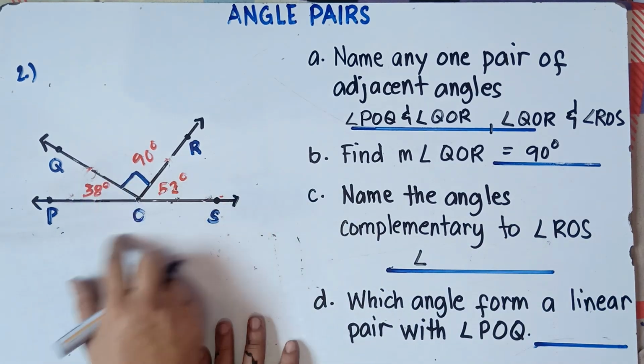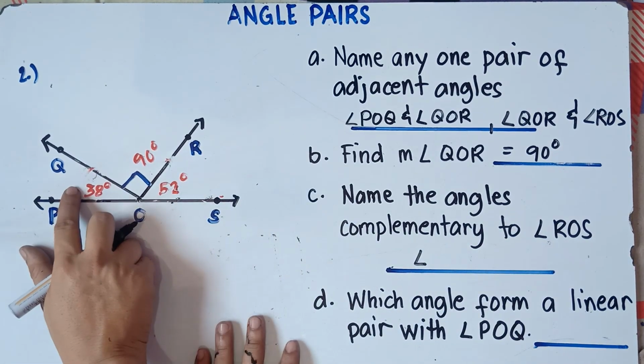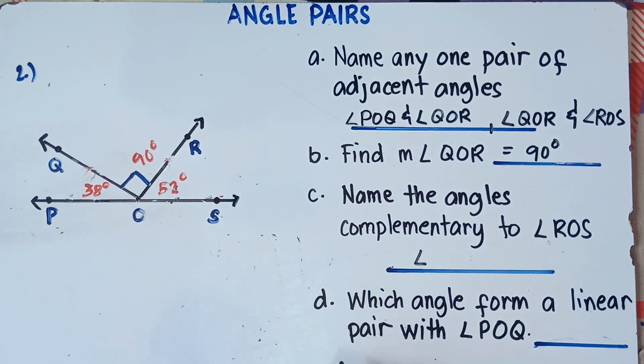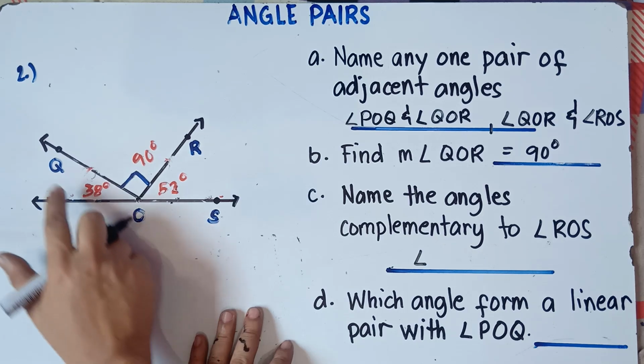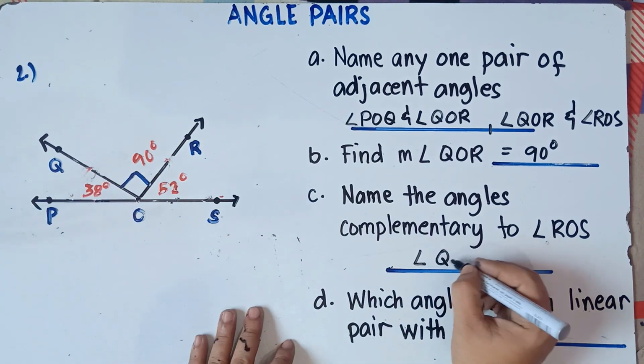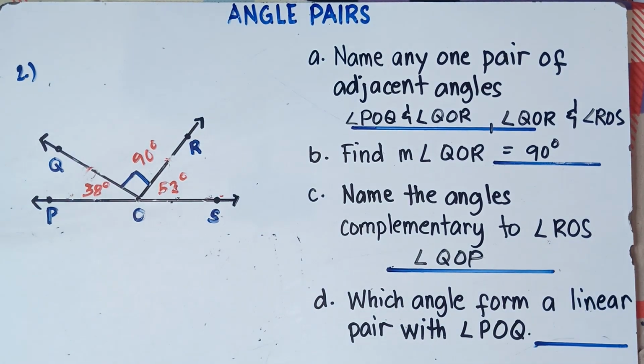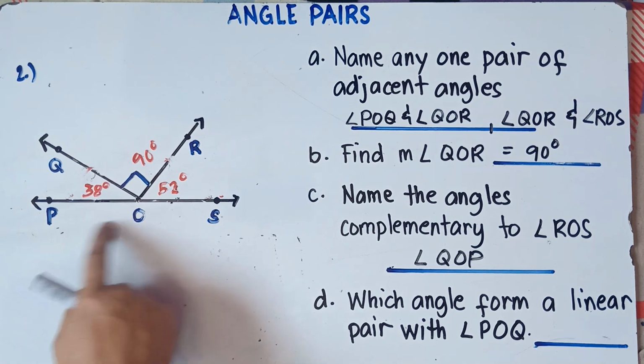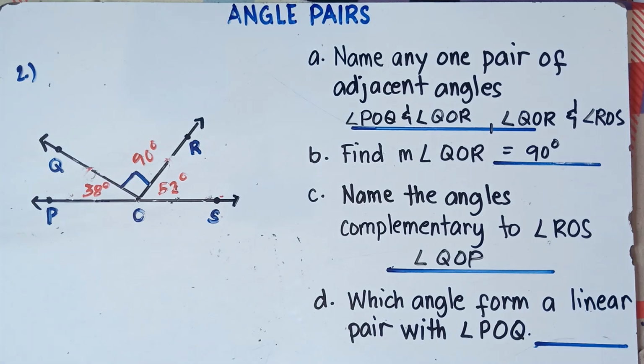You can read this one as QOP or POQ. That's the same, class. It depends on which you prefer. So let's read this one as angle QOP, because if you add the two angles, the sum is 90 degrees.